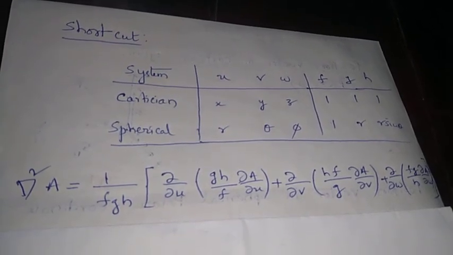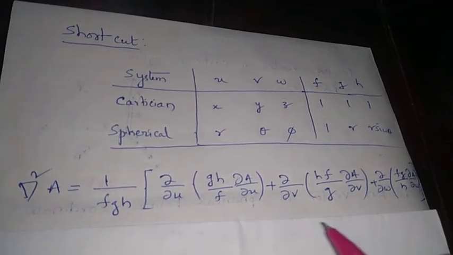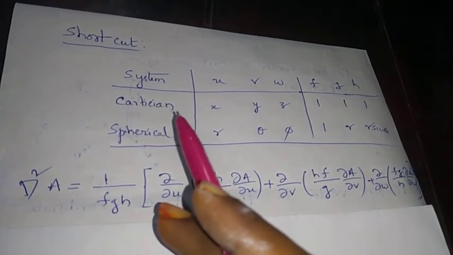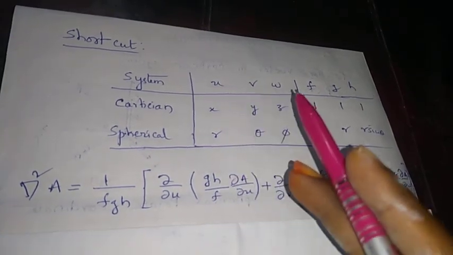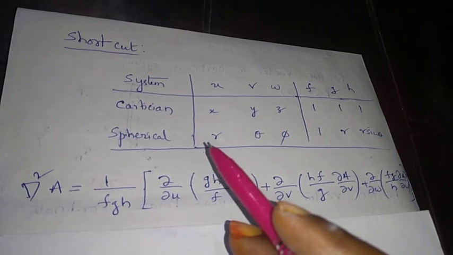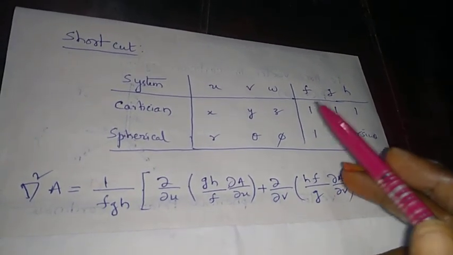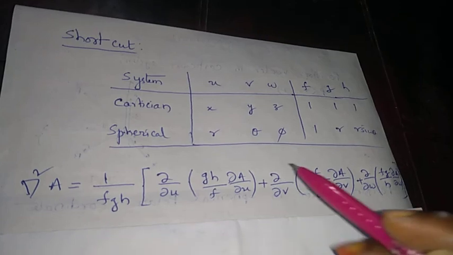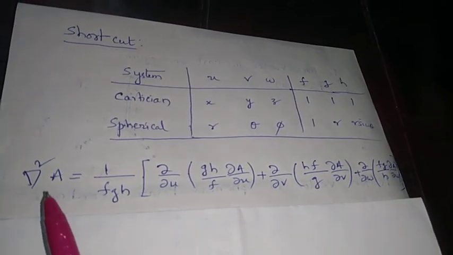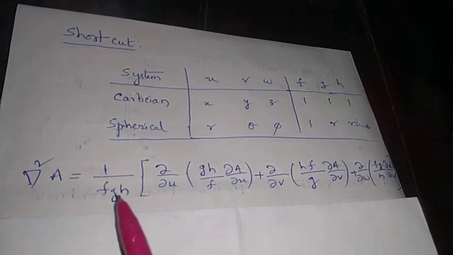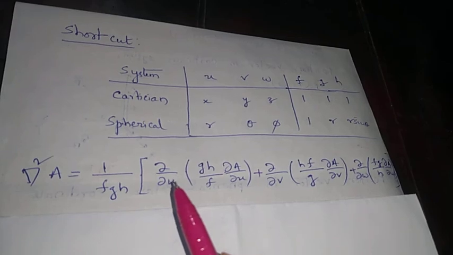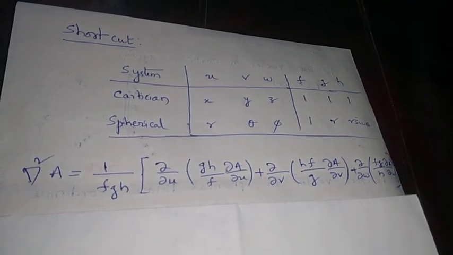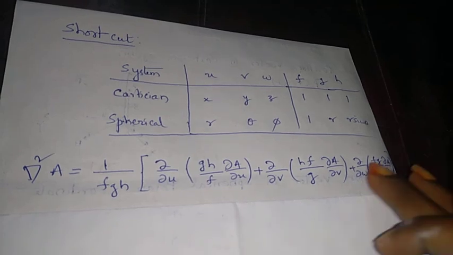Griffiths' book for electrodynamics, and we have to memorize this table, in which we have the first column as a system of coordinates, which could be either Cartesian or spherical, and then we have this u, v, w, which can be x, y, z in Cartesian and r, theta, phi in spherical polar coordinates, and then f, g, h values, which are 1, 1, 1 for Cartesian, and then 1, r and r sine theta for spherical, and this del square of some quantity A is equal to 1 over fgh and in the square bracket we have dou by dou u of gh over f into dou A by dou u plus etc. I mean plus similar terms like this.